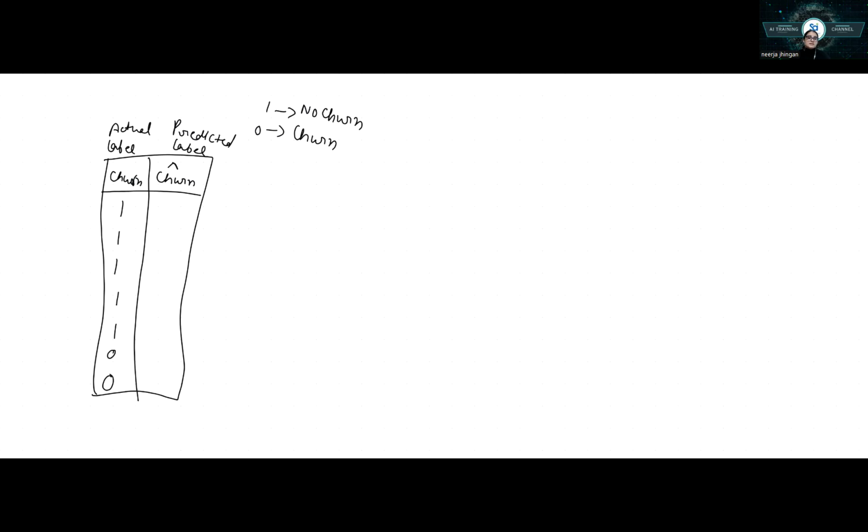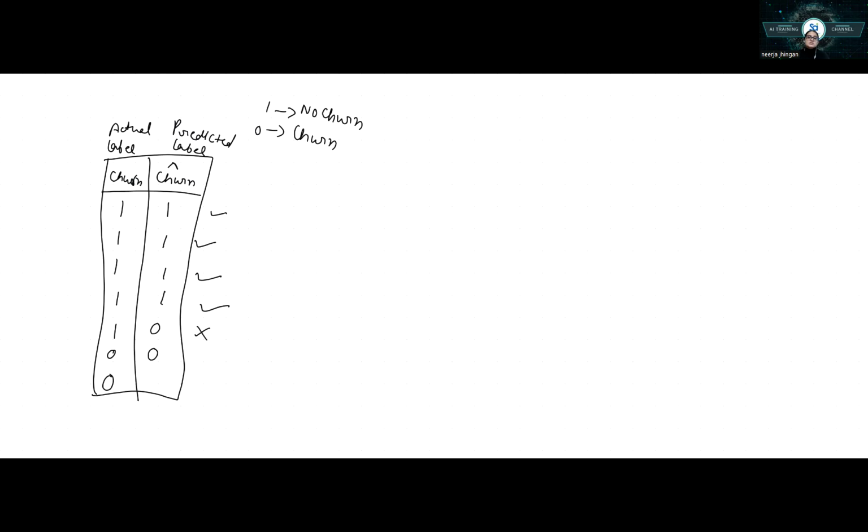And your model predicted yes, he is going to stay, so this is a correct prediction. This is also a correct prediction. This is also correct. This is also correct. But here your model is saying he is not going to stay, he's going to churn. So this is a wrong prediction from your model, because in actual it is 1. He's not going to churn, but your model is saying he will churn. Now here your model again predicted correctly.